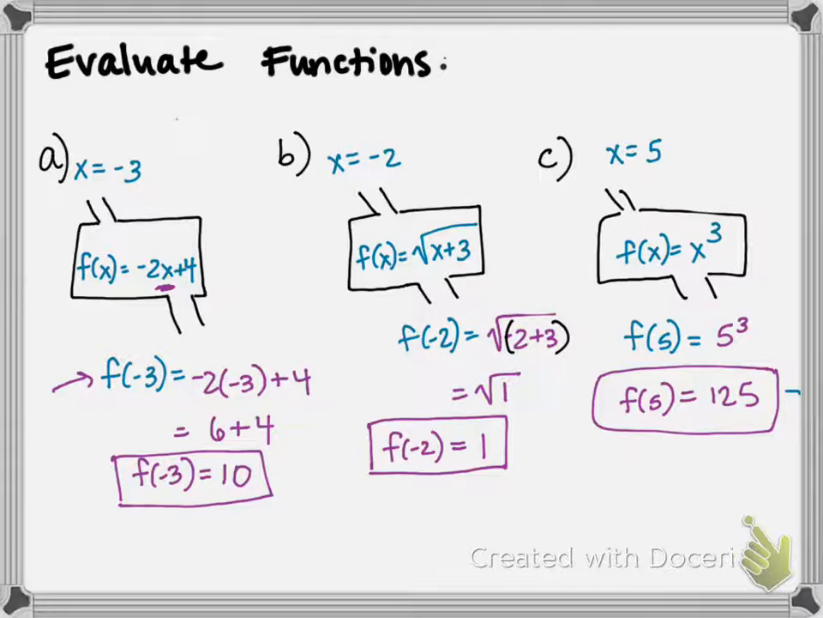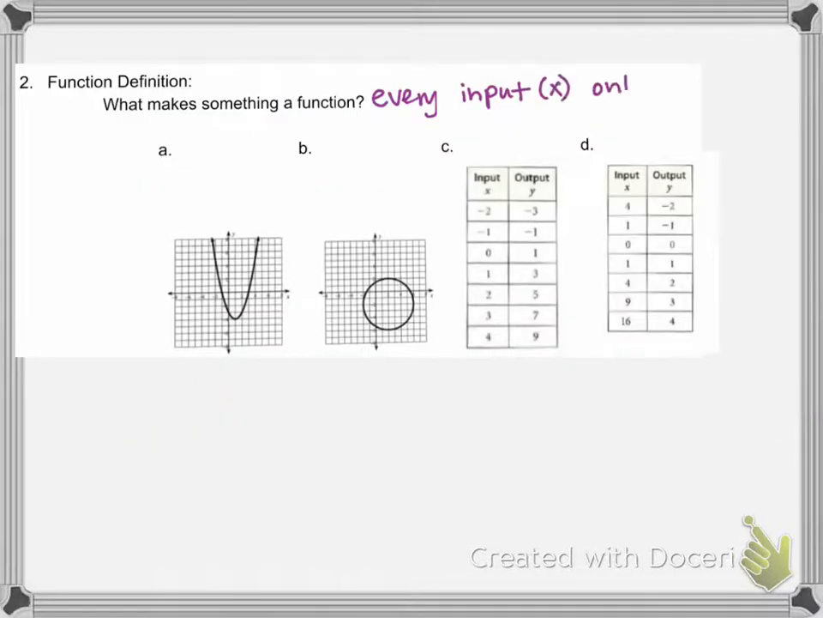All right, the second thing we're going to talk about is function definition. So what makes something a function? The definition you're going to write on your paper is that in order for something to be a function, every input or every x value can only have one output or one y value. We're going to be evaluating if something is a function or not using this definition, and we're going to do it with graphs and with tables.